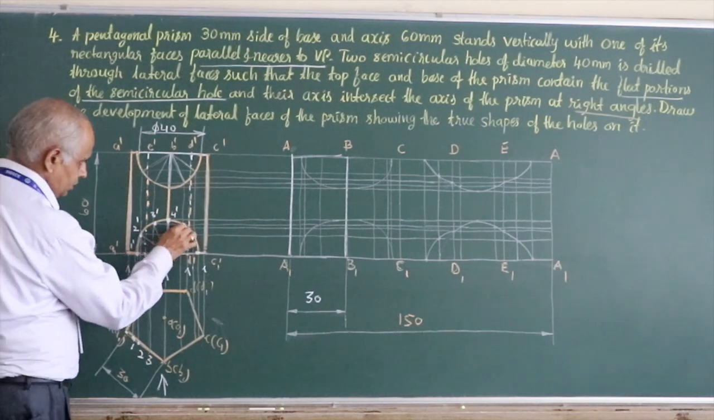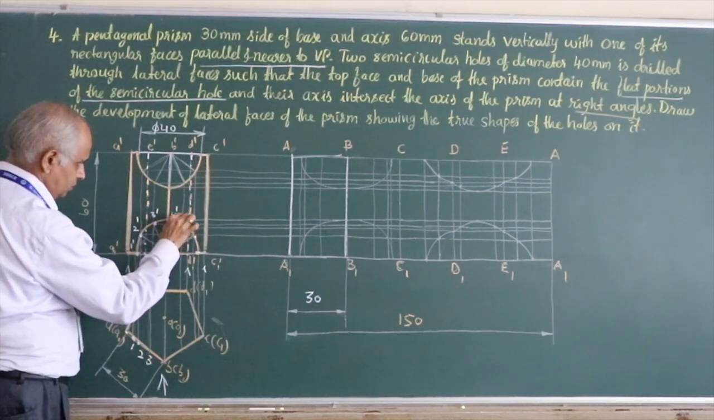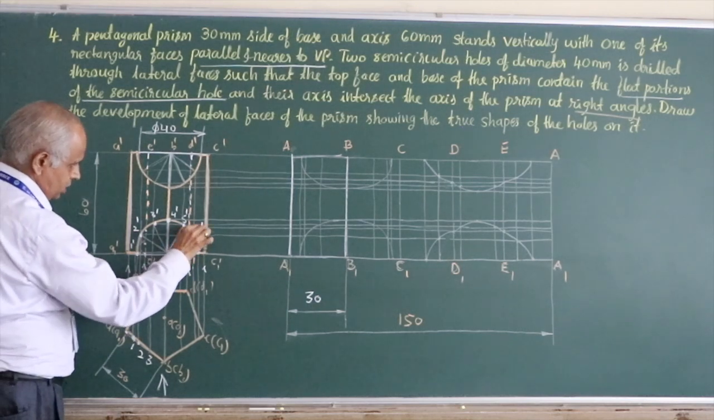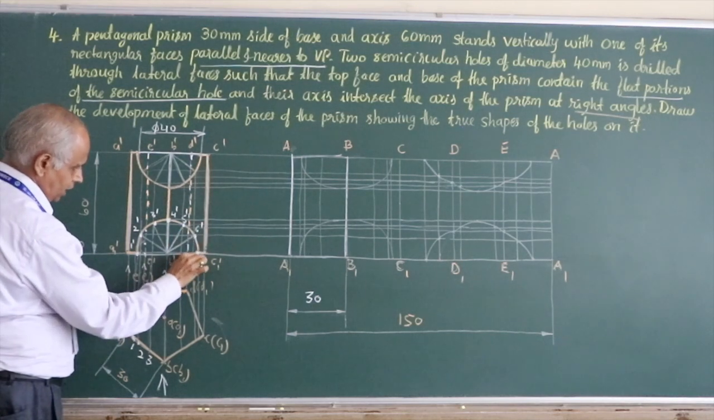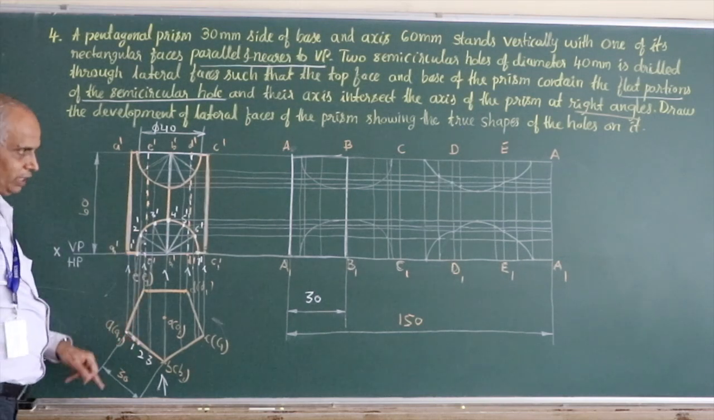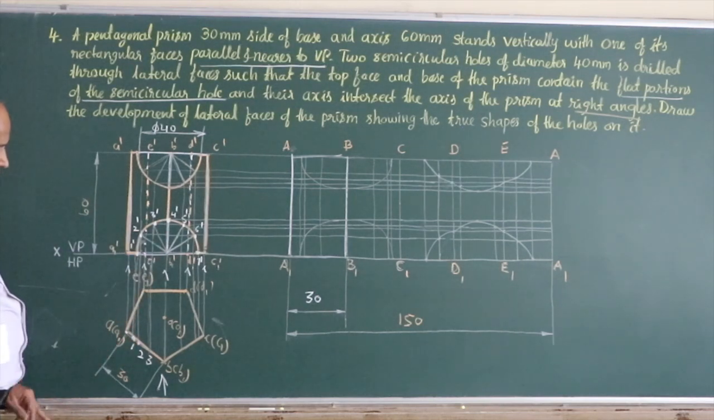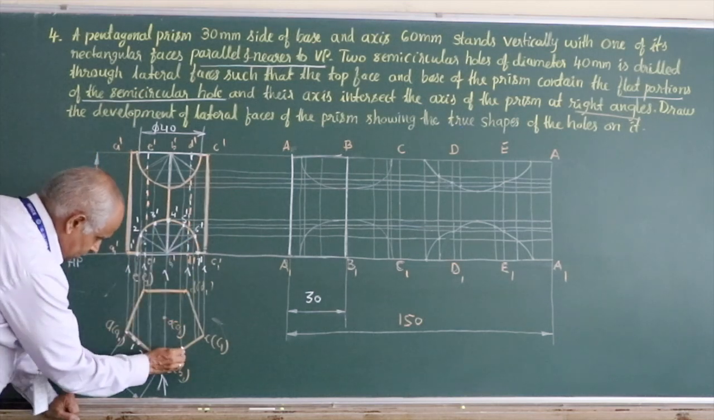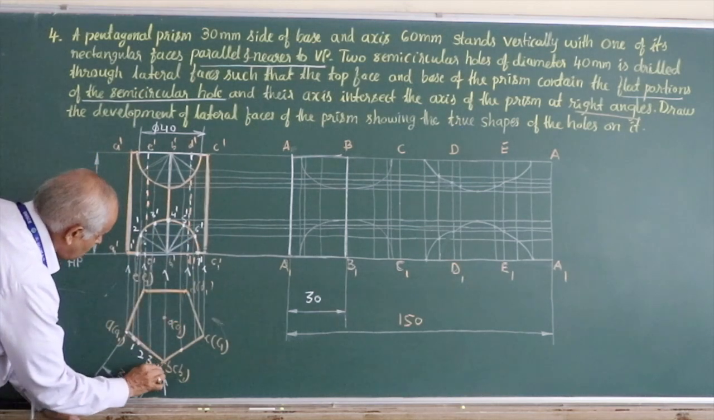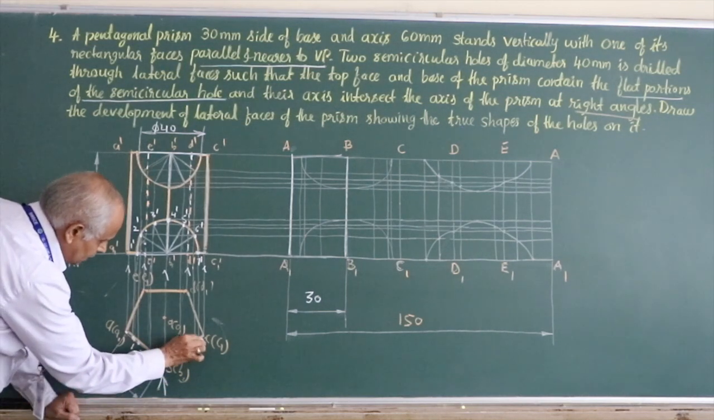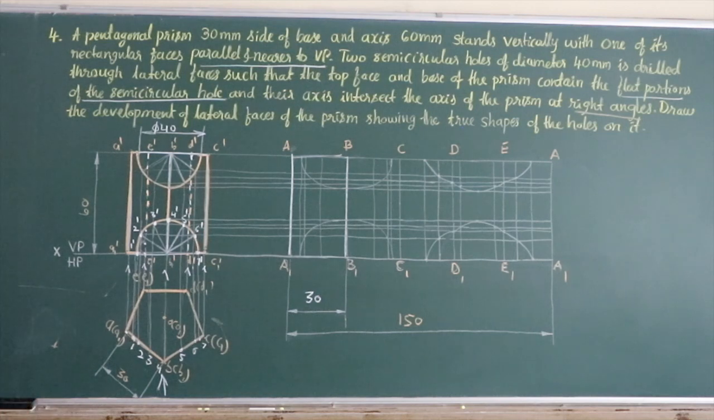Next, section point 5 dash, and next section point 6 dash, and this is 7 dash. To avoid confusion, because these are all visible section points in the front face, I'm just repeating that point only here. So here, remember, this is 4, 5, 6 and 7.